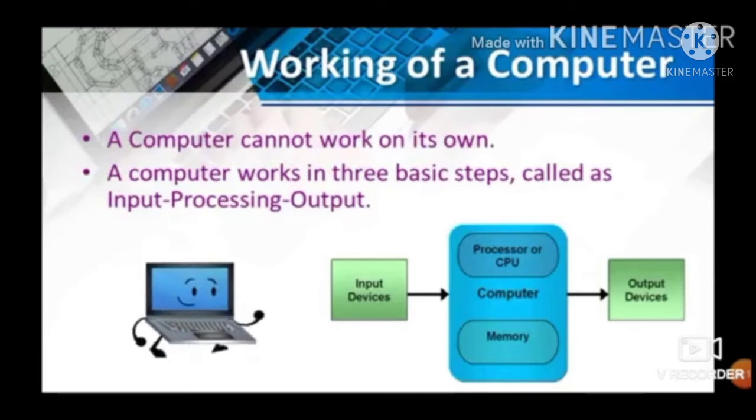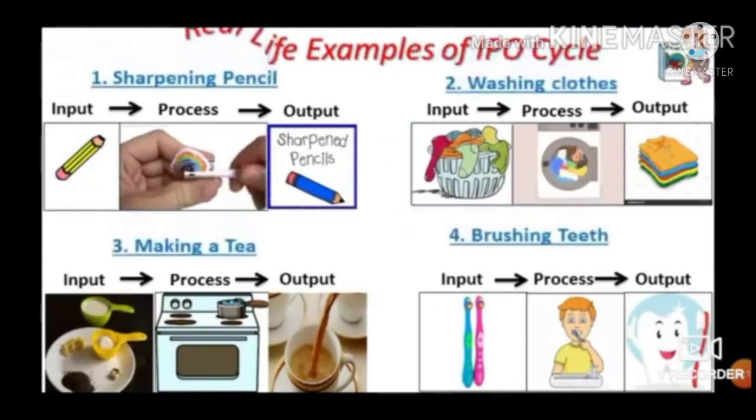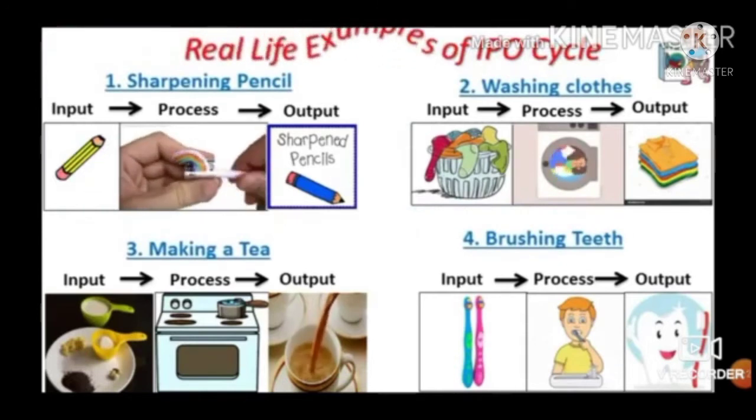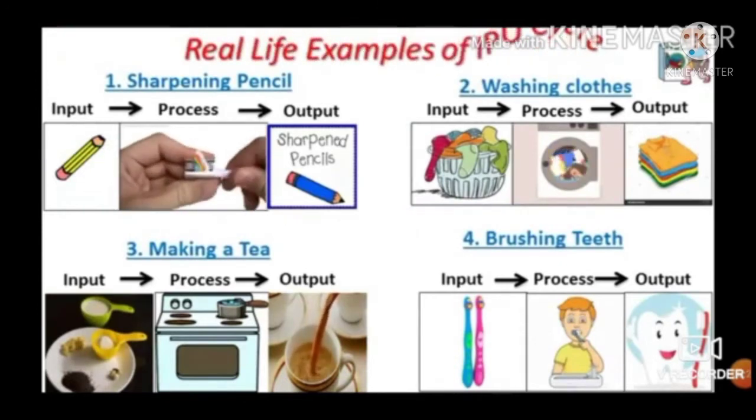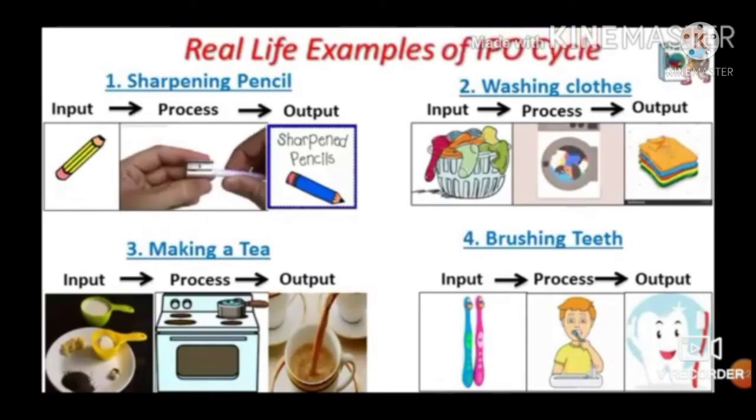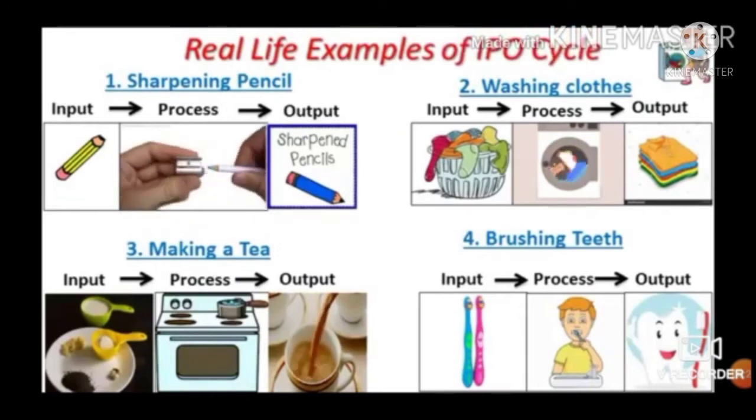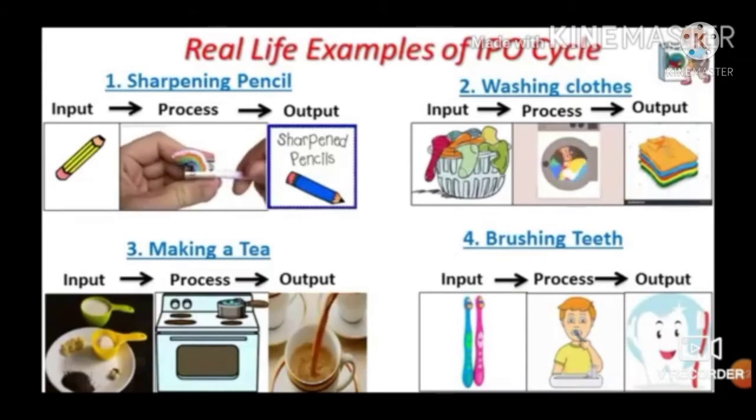Now we'll see some real life examples. In these real life examples, we will see first one, sharpening pencil. Here, input is pencil and sharpening is the process and the sharpened pencil is the output. In the second, washing clothes. Here, dirty clothes are the input. Washing the clothes is the process and the clean clothes are the output.